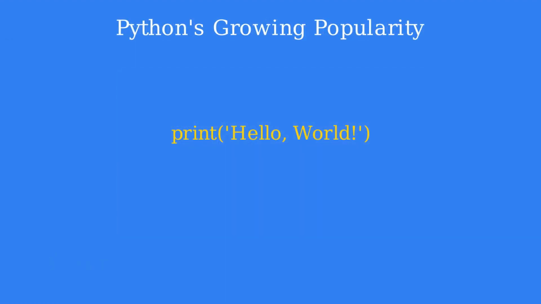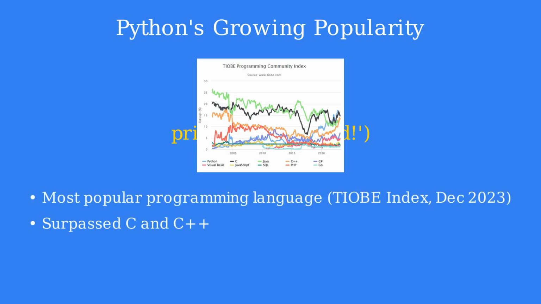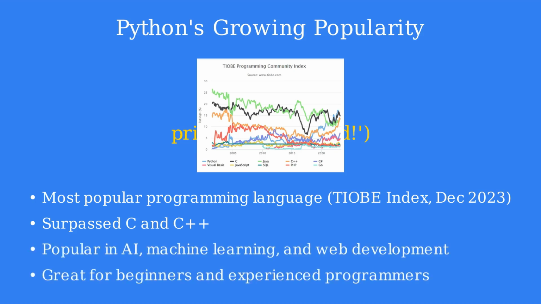Python's popularity continues to surge across various domains. According to the TIOBE Index, Python is now the most popular programming language in the world as of December 2023, surpassing C and C++. Python is especially popular in fields like artificial intelligence, machine learning, and web development. Its simple syntax and vast ecosystem of libraries make it an excellent choice for both beginners and experienced programmers.